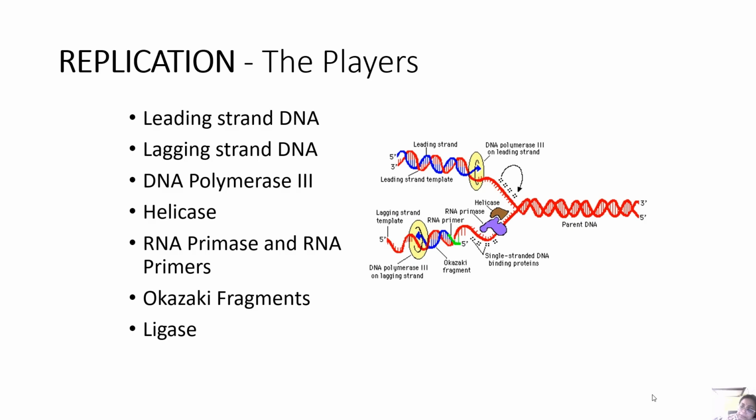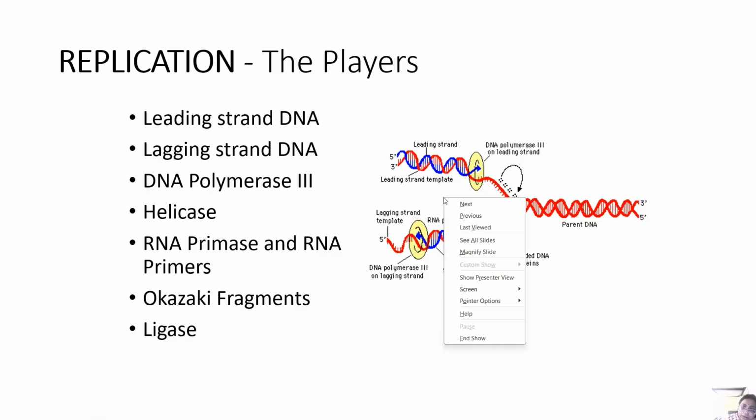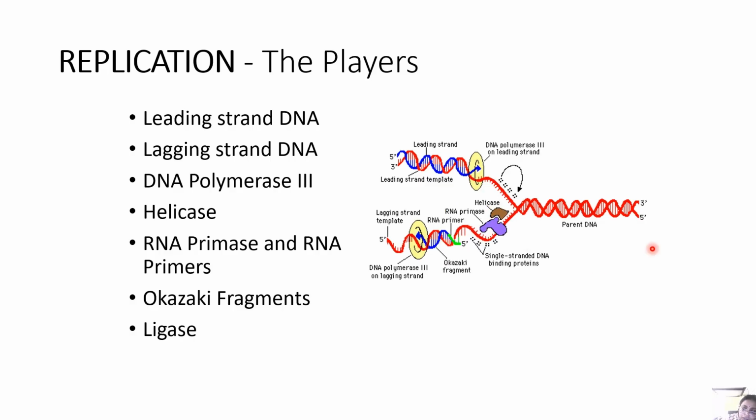So what are the players in replication? We have the leading strand DNA, the lagging strand DNA, DNA polymerase 3, helicase, RNA primase and RNA primers, Okazaki fragments. This is the parent DNA or the template DNA. The role of helicase is basically to unwind the DNA double helix. Then we have RNA primase, DNA polymerase 3, and the SSB or single stranded DNA binding proteins, which give stability to the single stranded state.